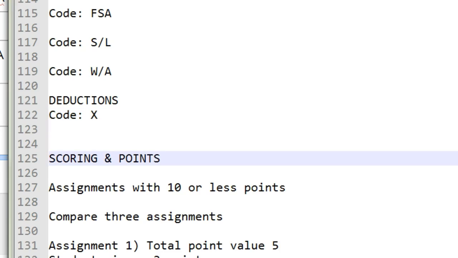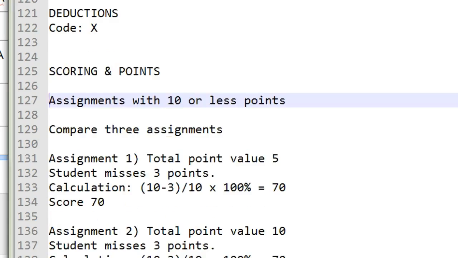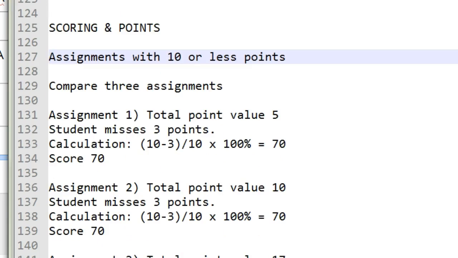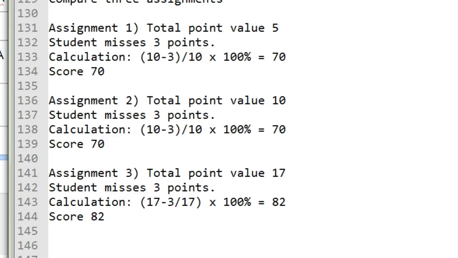We need to talk about scoring and points. I'm setting a minimum of 10 points per assignment. I think this is going to be easier to understand if we look at 3 assignments here. For assignment 1, there would have been a total of 5 available points. The student misses 3 points out of those 5. Instead of using 5 total points to calculate the score, we're going to use 10. So they would have gotten 7 out of 10 right, and that would have been a 70%.